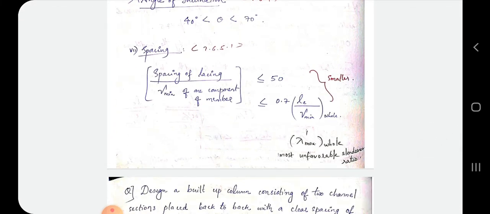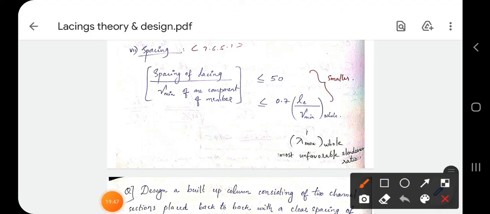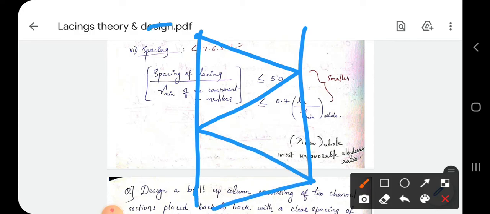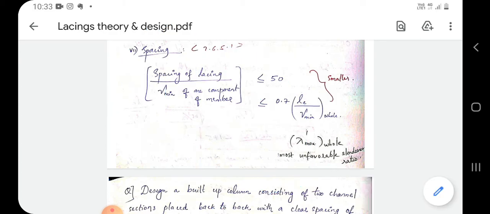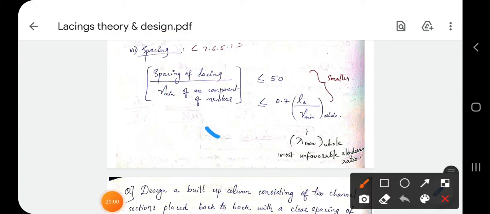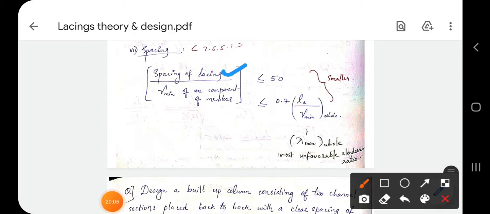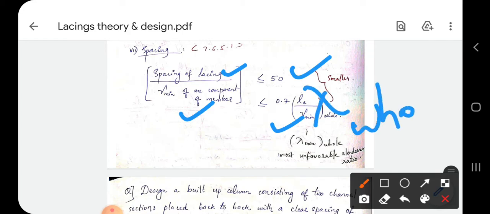Now the spacing of lacings. This is known as the spacing of lacings. The spacing of lacing should satisfy this condition: spacing of the lacing divided by R minimum of the component member should be less than or equal to 50, or less than or equal to 0.7 times lambda of the whole column section.